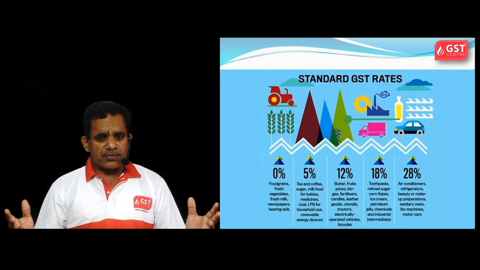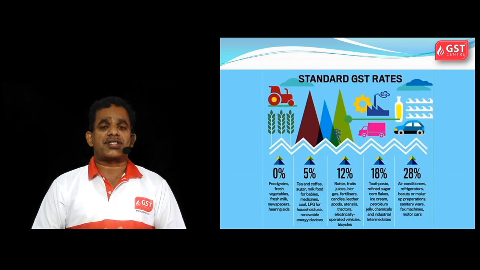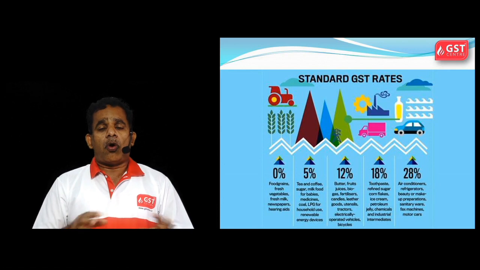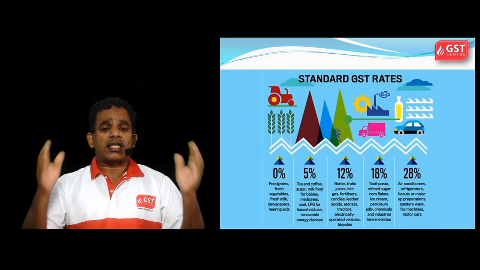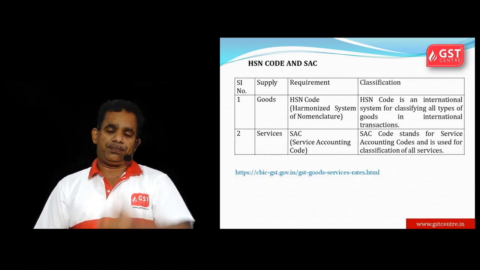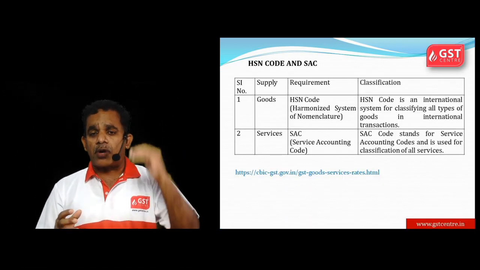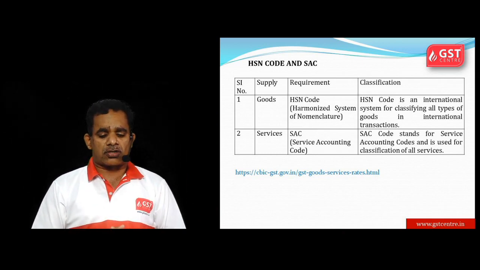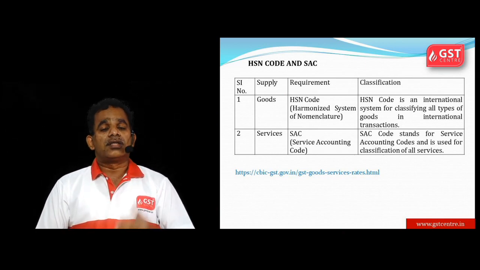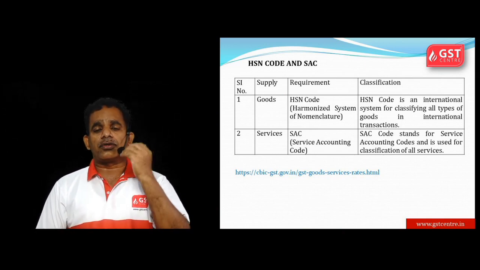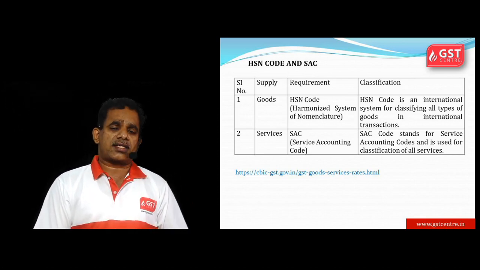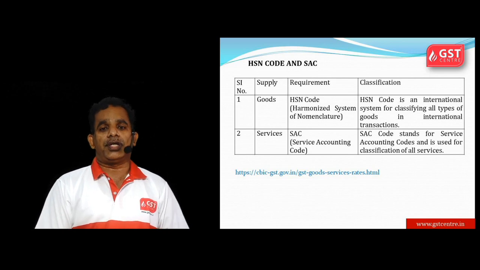There are different types of GST rates like 0%, 5%, 12%, 18%, 28%. All goods and services are classified into these few rates. And how is this done? The goods are classified according to the HSN code, that is Harmonized System of Nomenclature. We will see what the HSN code is. Then the services are classified into SAC codes. And you can check the tax rate for any goods or services using the below link.